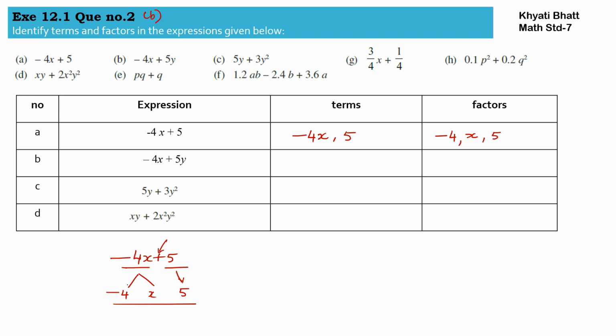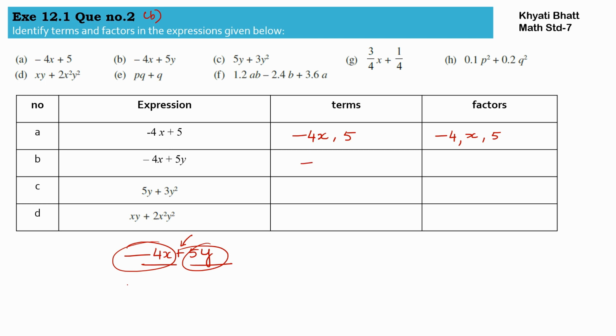Always remember that the negative sign will go along with the number. And now the second term, minus 4x plus 5y. Identify the terms: they are combined with addition. So there are two terms here, minus 4x and 5y. Mention the sign along with the term, and here 5y is positive, so we do not need to mention the plus.